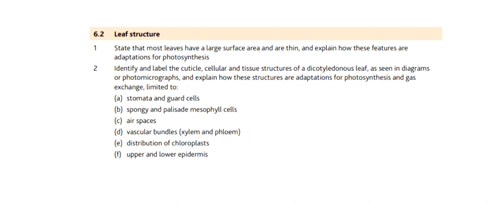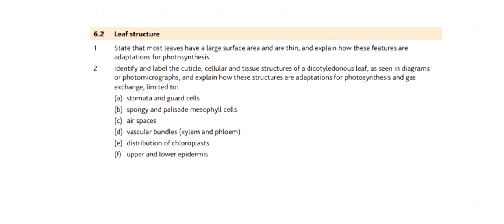So first of all, we need to understand the leaf, its structure, definitely its external structure and internal structure. Moreover, in this video, I will explain the adaptations of the leaf, how these structures are adapted for photosynthesis: stomata, spongy palisade, air spaces, vascular bundle, distribution of chloroplast, and upper and lower epidermis. So let's start, students, with the structure of the leaf.